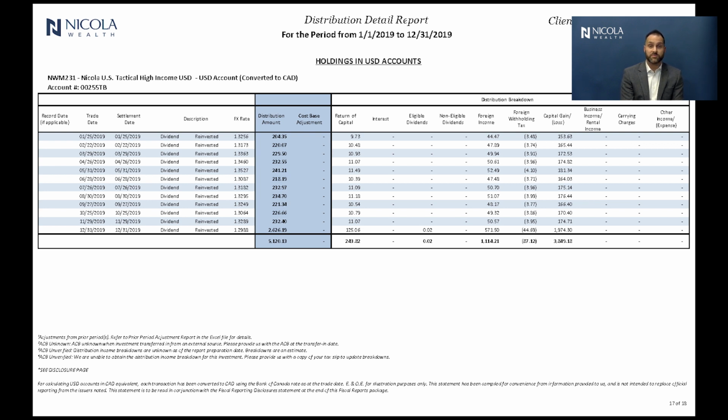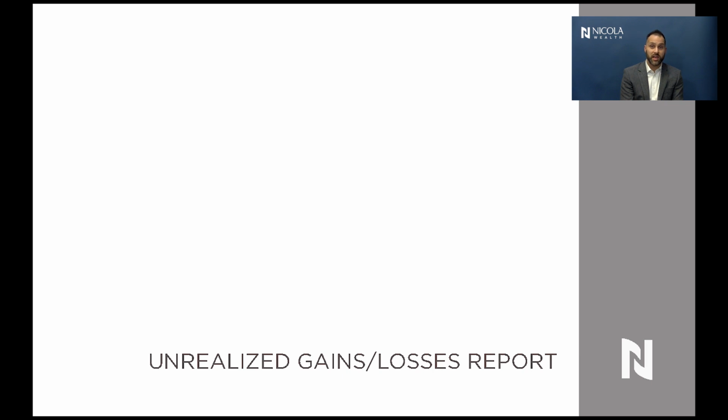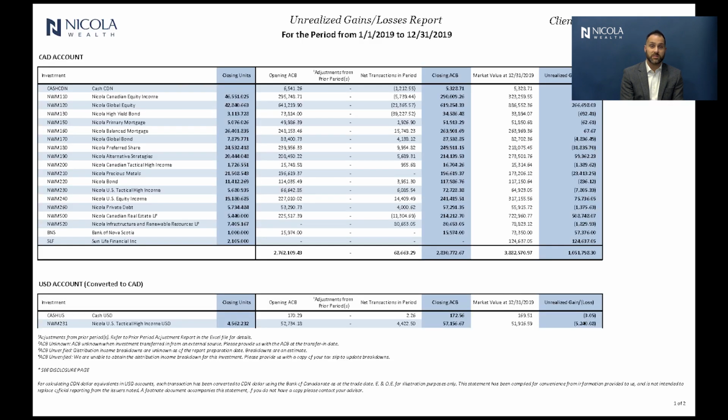The next report shows the unrealized gains and losses, as well as net ACB transactions in the period. Additionally, any prior period adjustments to ACB are disclosed. This report is useful for tax reporting as it provides a snapshot of investment market values relative to their ACBs, or in other words, investment's unrealized gain or loss position.